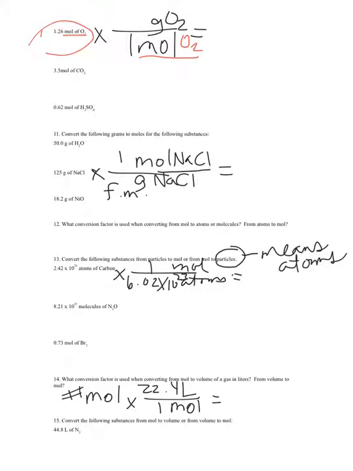The mole value here gets divided by this mole value and cancels out. You're left with the unit that's on top. So in your answer, your unit should be grams of oxygen after you do your multiplication and plug in the formula mass to get your answer.